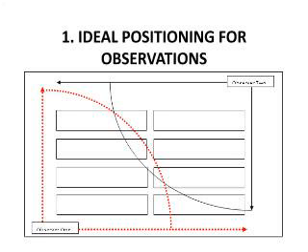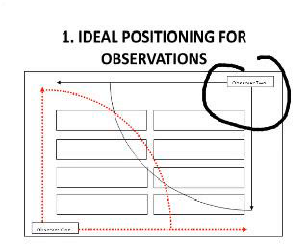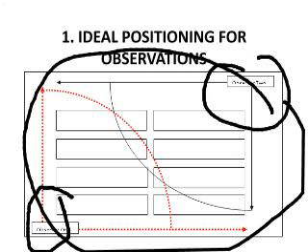Let's go through each step individually. First of all, your position as a classroom observer. With your observation partner, you should sit on diagonally opposite ends of the classroom. This way, between the two of you, you'll compensate for each other's blind spots and you'll be able to take in the whole classroom.